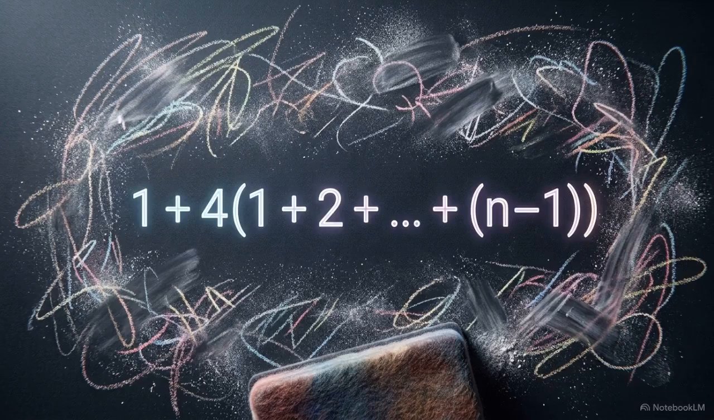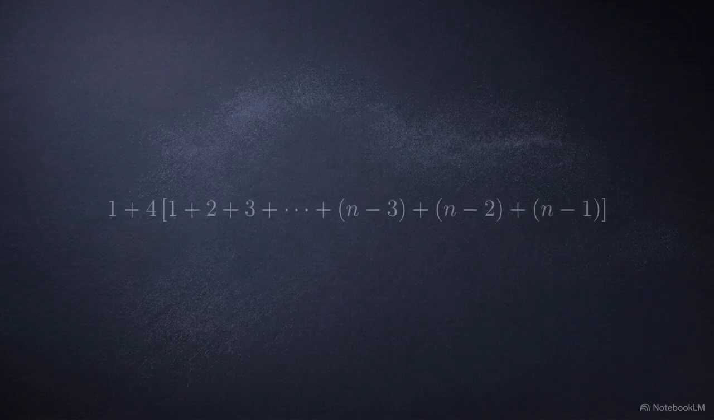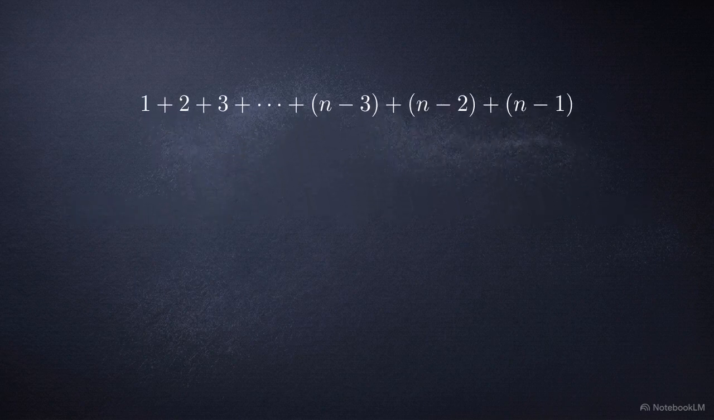This factoring clears away the visual clutter, but it leaves us with an arithmetic sequence inside the parentheses that is still too long to solve manually for large values of n. We need to compact it. Let's focus on that inner sequence, 1 plus 2, all the way up to n minus 1. We need a way to turn this string of additions into a single tight fraction.